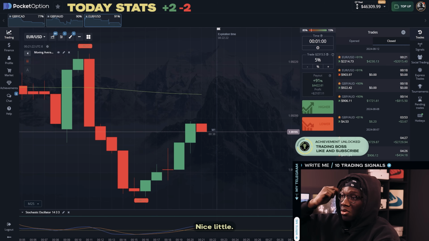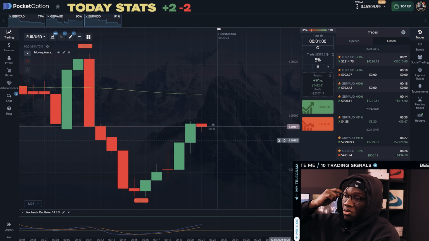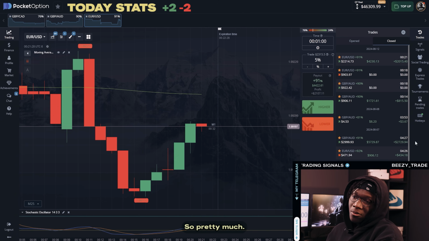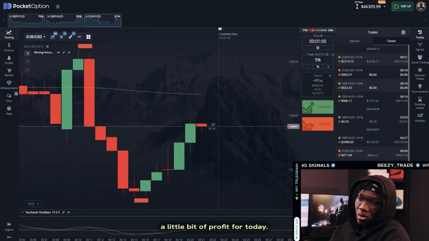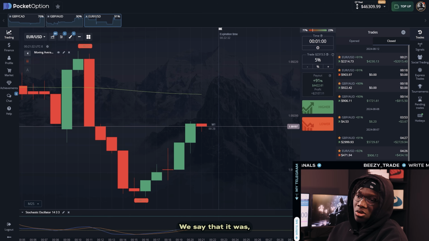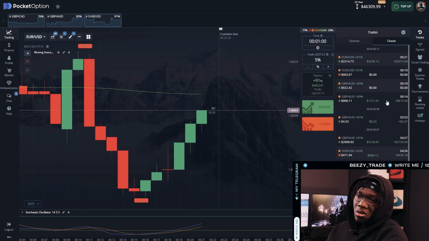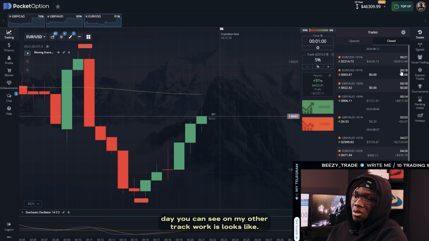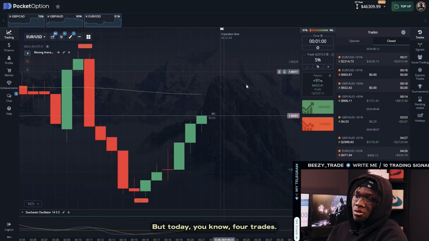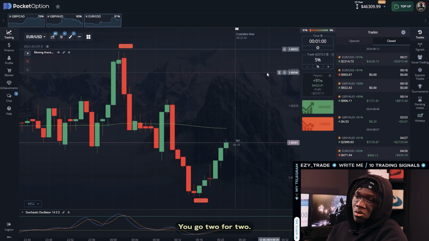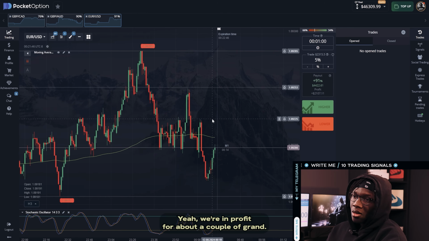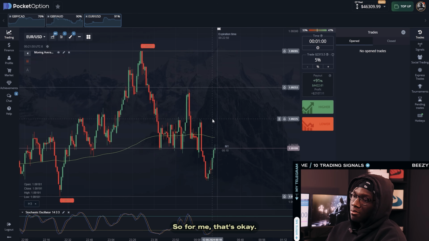Nice little 2,000, 2 bands. So pretty much a little bit of profit for today. Wouldn't say that it was the best day. You can see what my other track records look like, but today, 4 trades, you go 2 for 2. You can't call it a bad day. Yeah, we're in profit for about a couple of grand. So for me, that's okay.